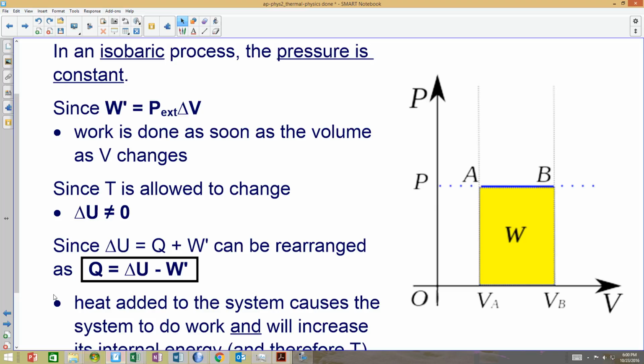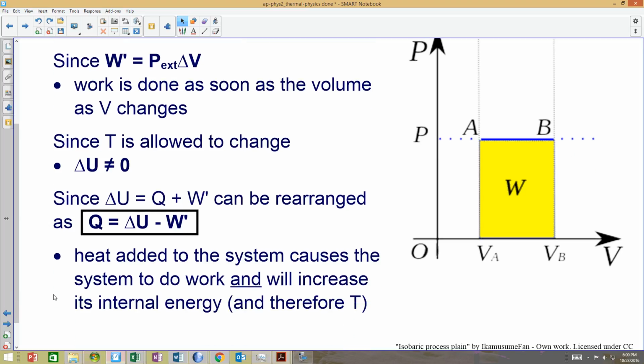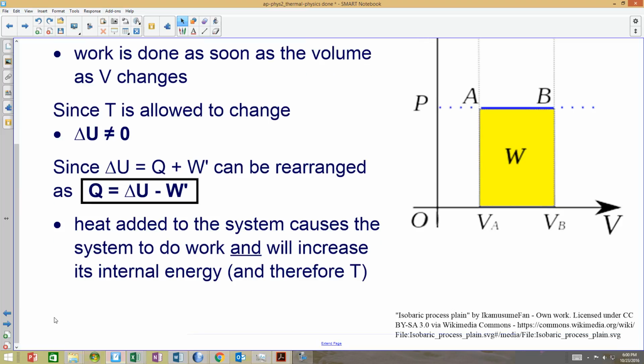Since delta U is equal to Q plus W prime, it can be arranged, and the heat is equal to the change in internal energy minus the work being done on the system. Heat added to the system causes the system to do work and will increase its internal energy, and therefore T.